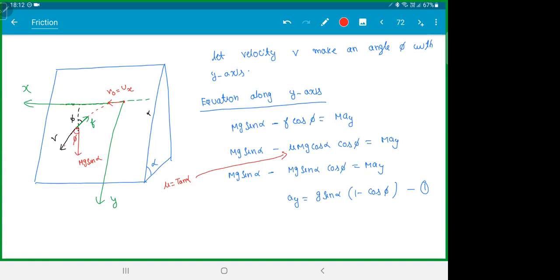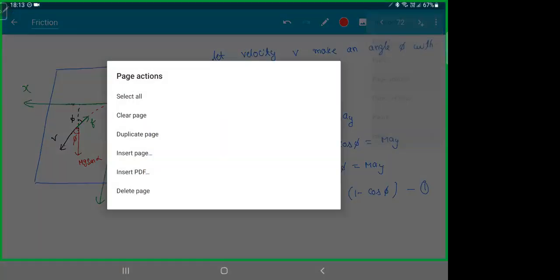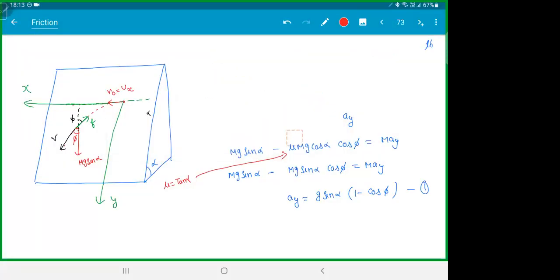Any doubts on this step, please ask. If that mu was not tan alpha, you won't get the g sine alpha common. That's why I don't really like it, like I said, it's not a really great problem. It is a certain sequence of steps you should know, or else you can't. Now, next equation. Now I'll just put on the same diagram again.